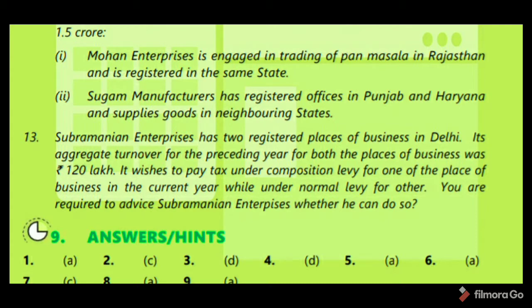Subramanian Enterprises has two registered places of business in Delhi. Its aggregate turnover for the preceding year for both the places of business was 120 lakhs. It wishes to pay tax under composition levy for one of the places of business in the current year, while under normal levy for the other. You are required to advise Subramanian Enterprises whether it can do so.